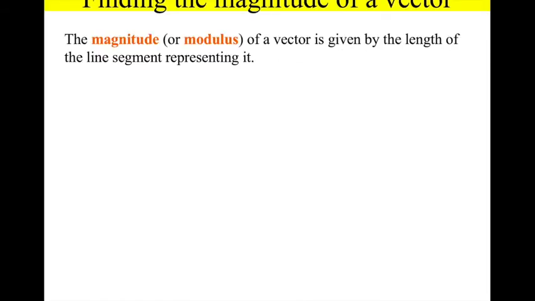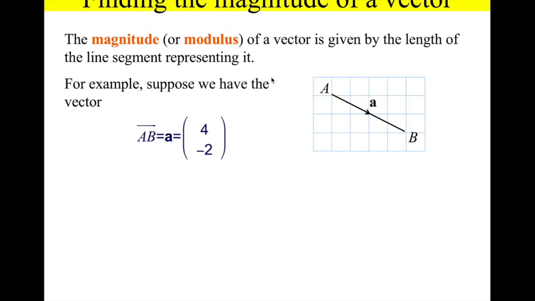Okay, next, finding the magnitude of a vector. Again, a vector is a quantity that has a direction and also magnitude. So the magnitude or modulus of a vector is given by the length of the line segment that represents the vector. For example, suppose we have vector AB is equal to the column vector of 4, -2, right?